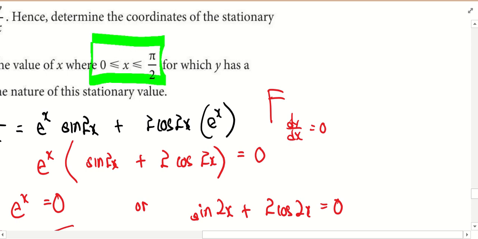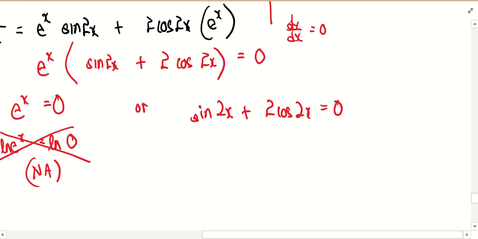They only want x to be between 0 and pi over 2. What's pi over 2? 90 degrees. So we only want the answer in which quadrant? First quadrant. No need to worry about other quadrants. Okay, so that's the first thing.